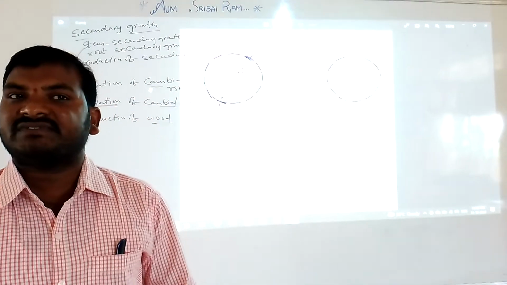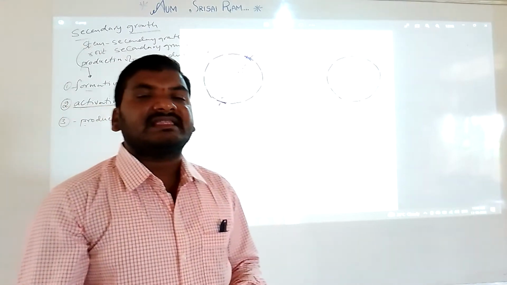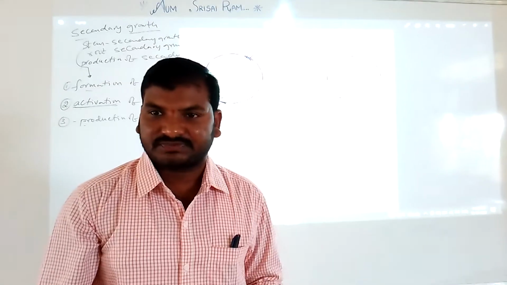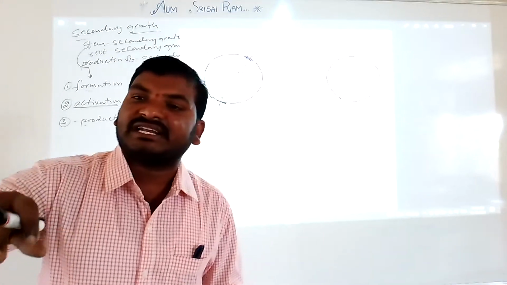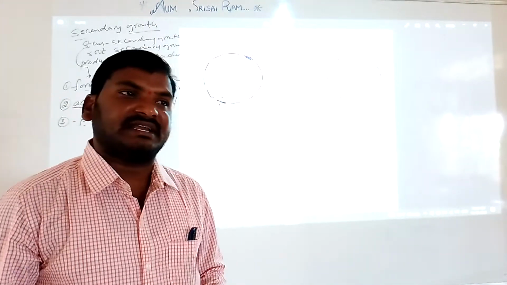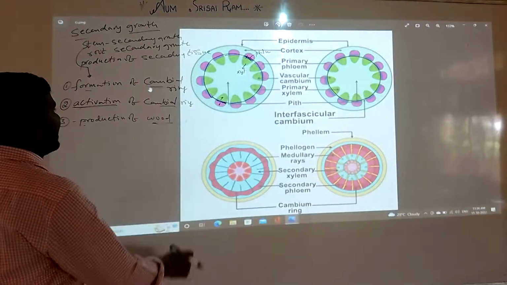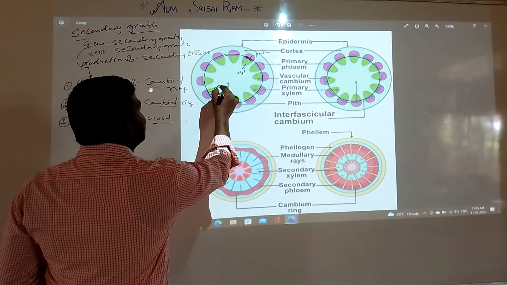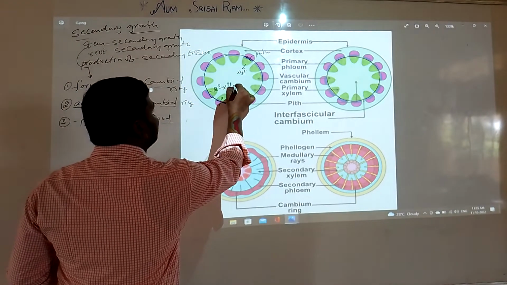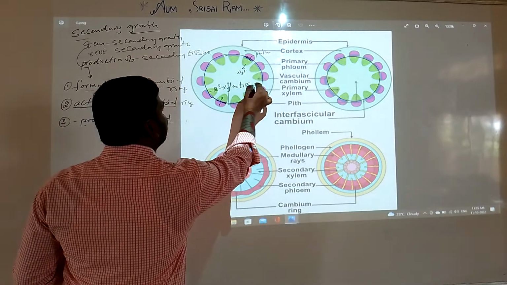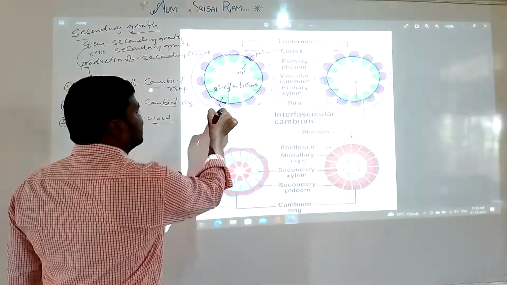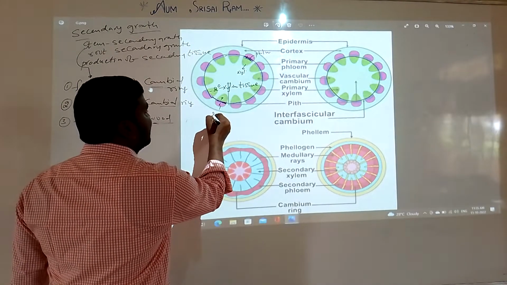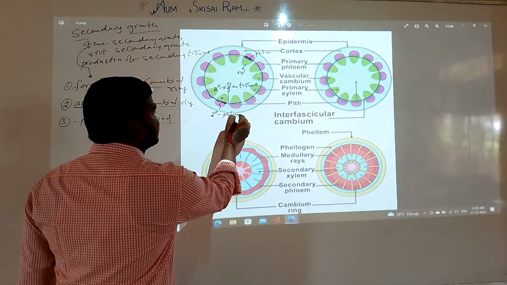How will the activation take place? Generally, the cambium is a meristematic tissue, and that meristematic tissue is involved in active division. By active division of the cambium, the secondary xylem tissue is produced on the downside, and the secondary phloem tissue is produced on the outside.